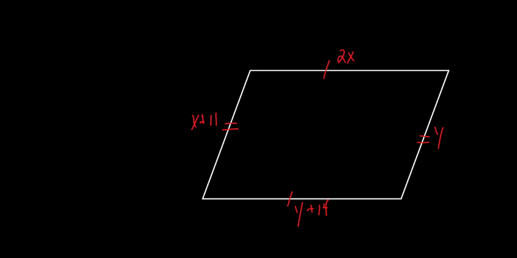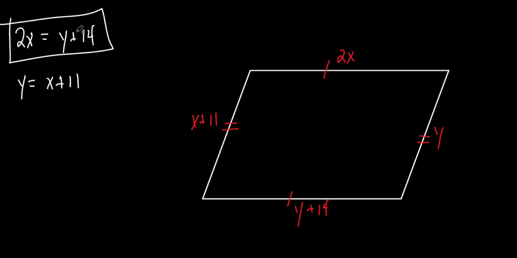So let's set them up. If these two are equal, what would I write down? I would write down 2x equals y plus 14. What would I do here? Set those equal to each other. So I'm going to go y equals x plus 11. Now remember, if the only thing I had was this, is there any way to solve for x and y if that was my only equation? I hope you guys are watching, okay? Because this is going to be on a test. Could be on a quiz.